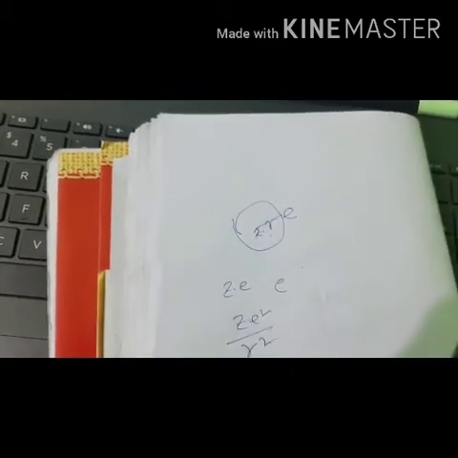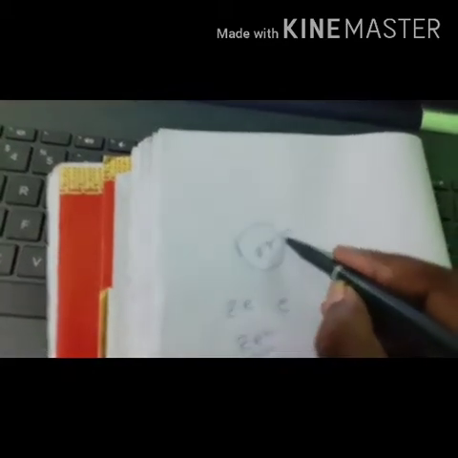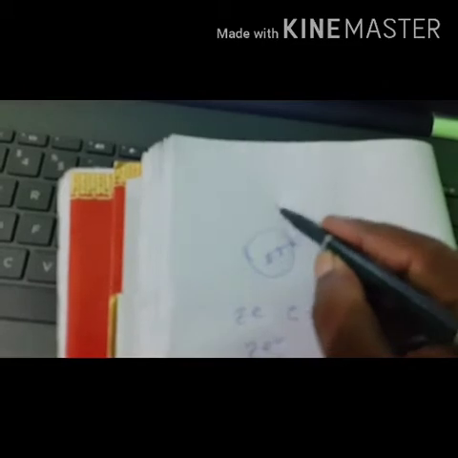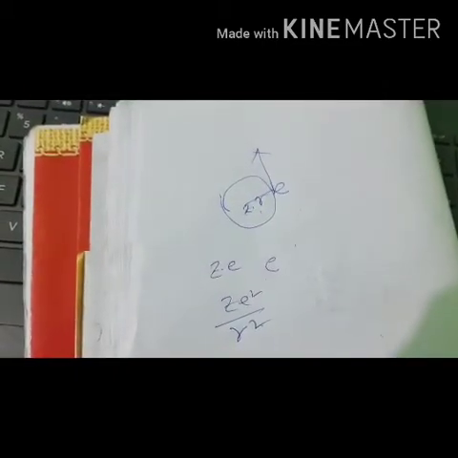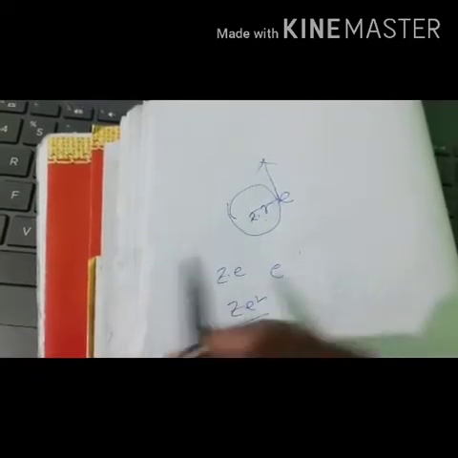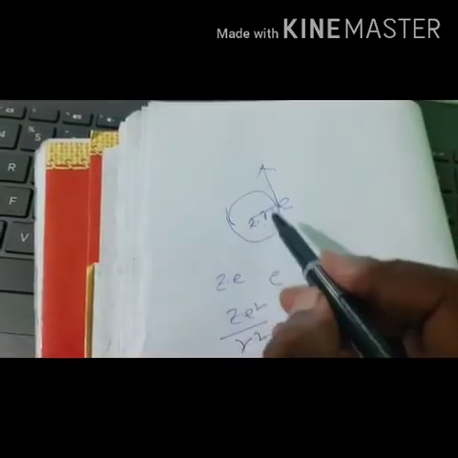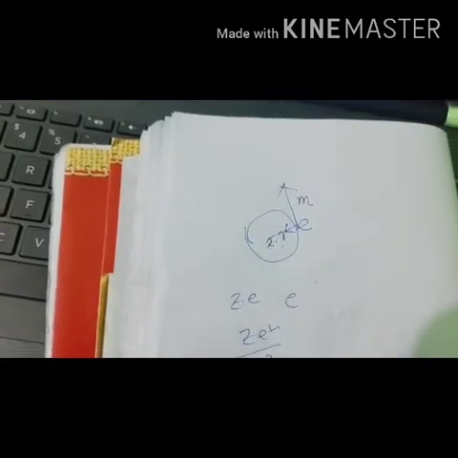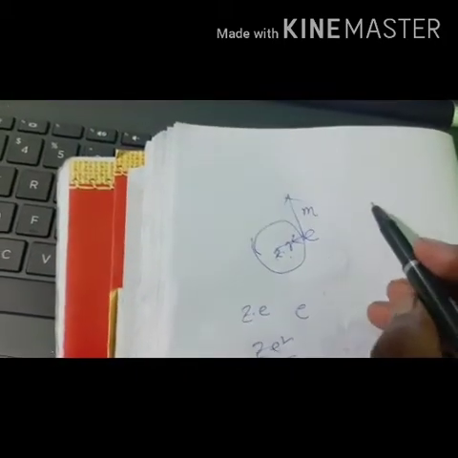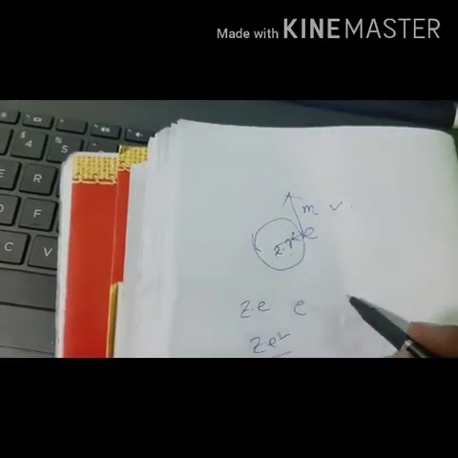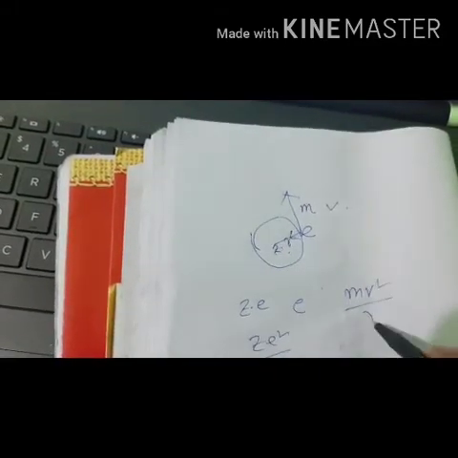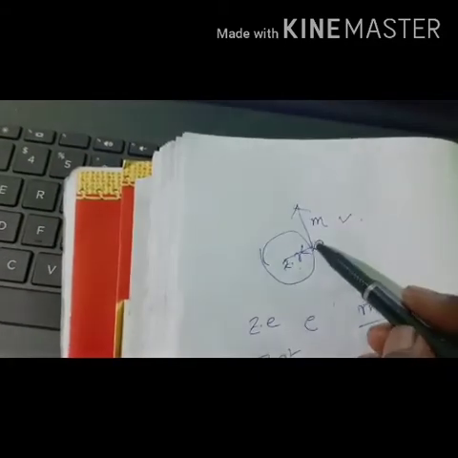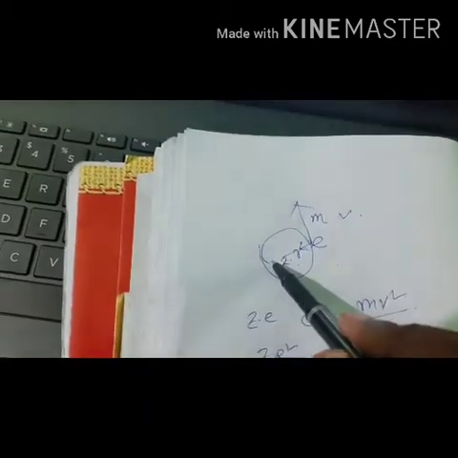Now here, as the electron is also revolving, there is another force, known as the centrifugal force, which will act towards the outside, perpendicular to this attraction force. If we consider that the mass of the electron is m and the velocity of the electron is v, then mv square by r is the centrifugal force, which will act perpendicular to the Coulombic attraction force.